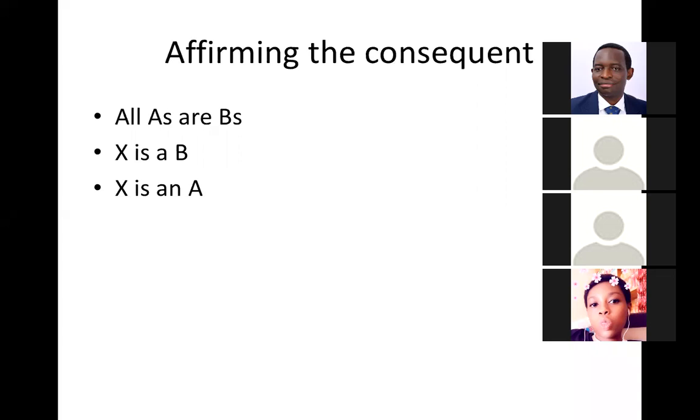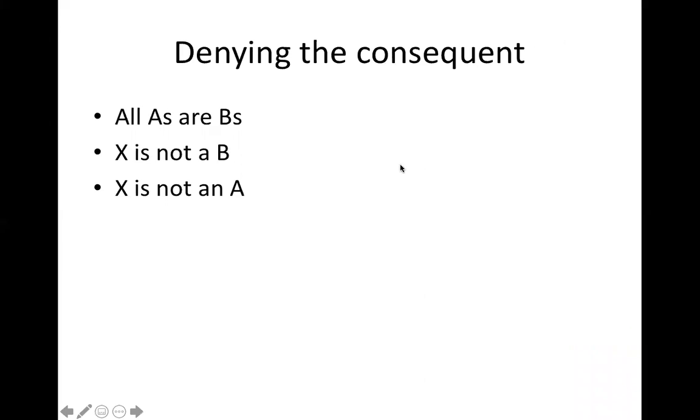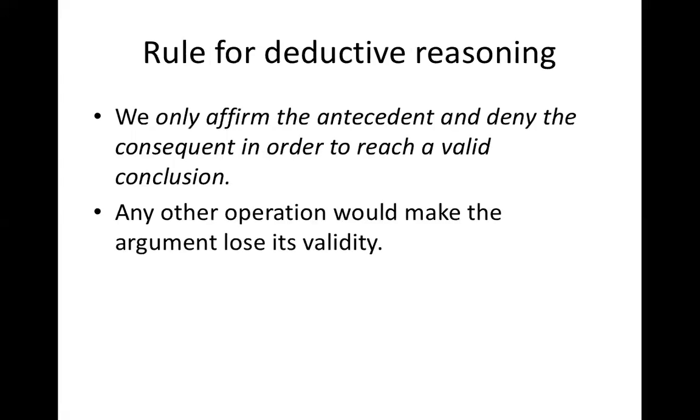Affirming the consequent: all A's are B's, X is a B, therefore X is an A. This argument is not valid. It affirms the consequent, so it's not valid. It is only the one that denies the consequent that is valid. And then denying the consequent: all A's are B's, X is not a B, therefore X is not an A. This is a valid argument because it denies the consequent. So we only affirm the antecedent and deny the consequent in order to reach a valid conclusion. Any other operation would make the argument lose its validity.